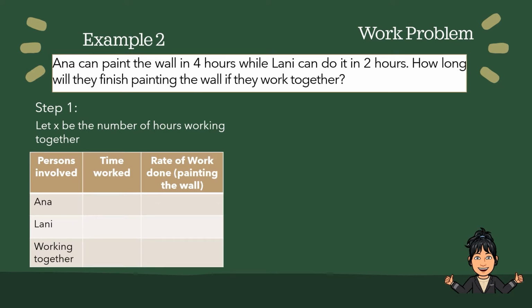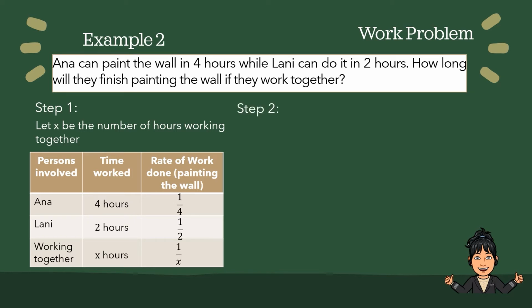First column are the persons involved, and these are Anna, Lani, and if they work together. Second column, we have the time work. Anna can finish painting the wall in 4 hours, and Lani can do it in 2 hours. If they work together, we're going to represent it in x hours. And for the rate of work done in the third column, for Anna, her rate of work is 1/4. For Lani, her rate of work is 1/2. And if they work together, the rate of work done is 1/x.